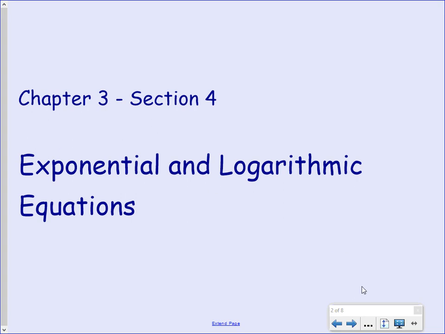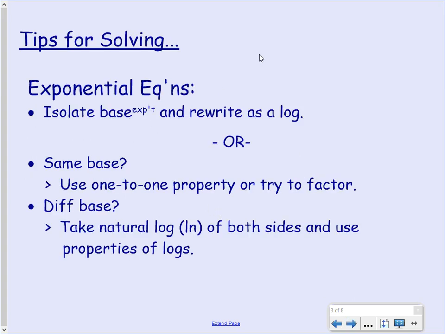The first two slides of our notes today, you'll just be jotting down some tips for solving the different types of equations. Our first one is solving exponential equations. So I'll just give you some time to jot a few of these tips down, then we'll talk about what they mean.